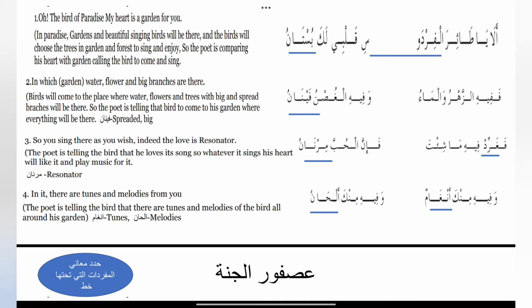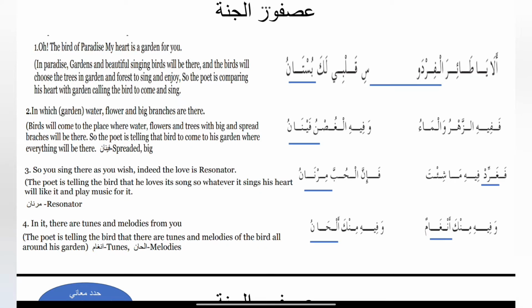In which garden? In that garden, there is flower and water, and big branches are there, long branches are there. In which garden? Water, flower and big branches are there.